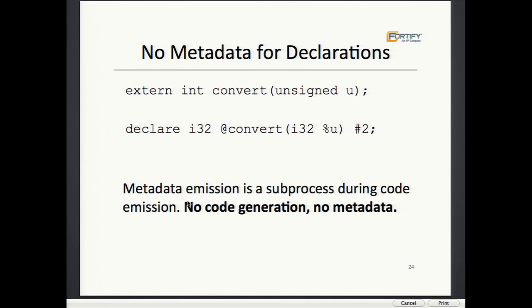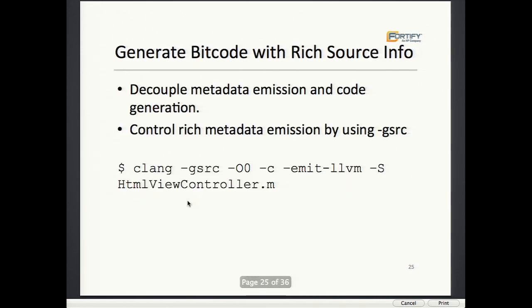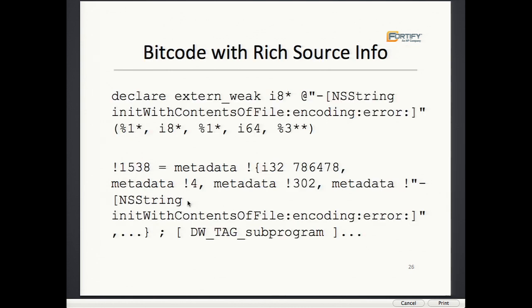So in order to utilize the huge functionality that LLVM provides to us, we solve this by doing the following. We decouple the metadata emission and code generation, and control the metadata emission process by an extra debugging flag, which we call -g-src. Then if you run Clang with this argument, we get extra metadata that describes what the API function is.